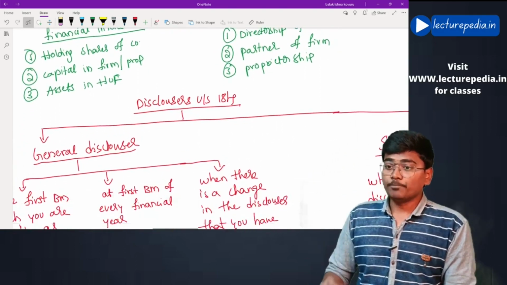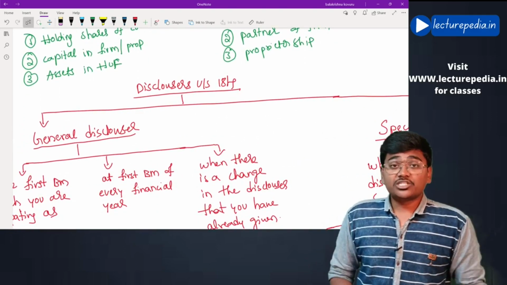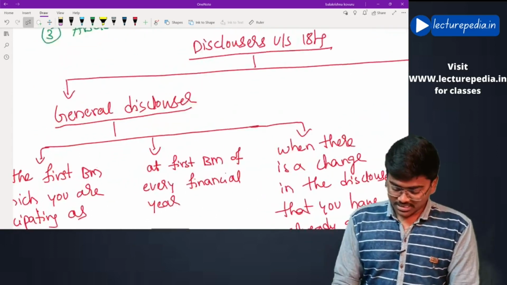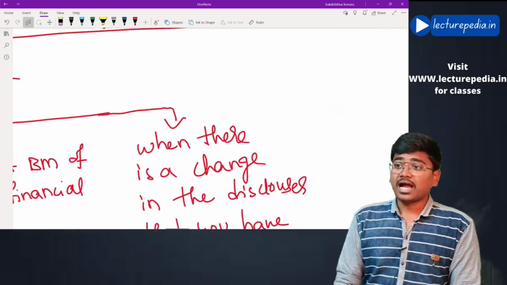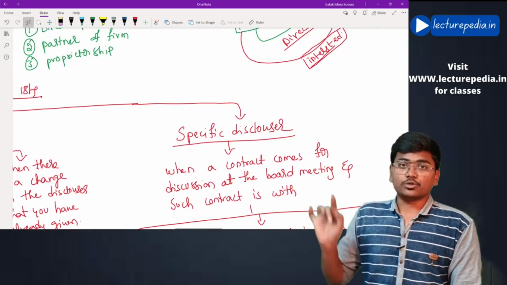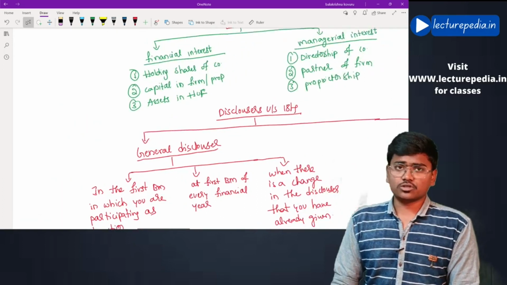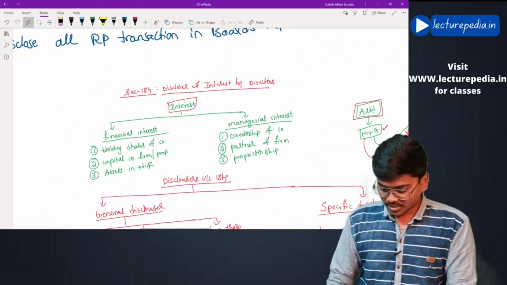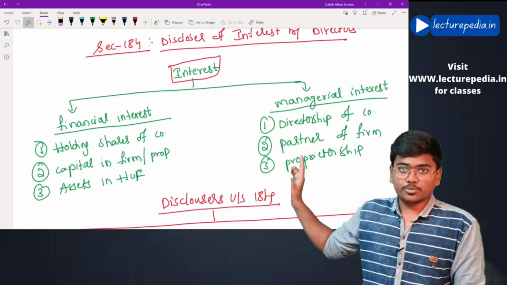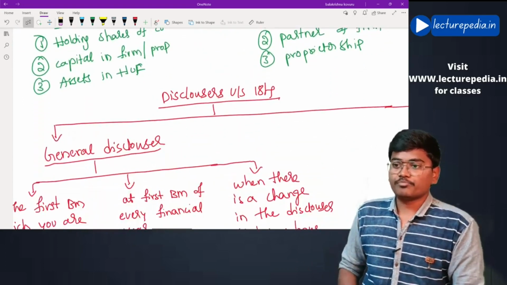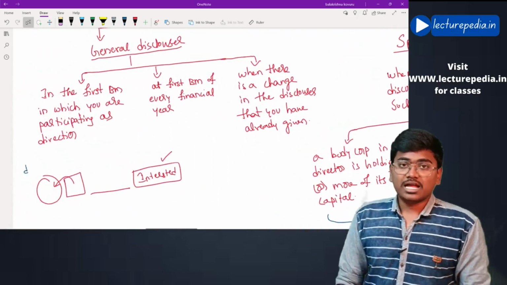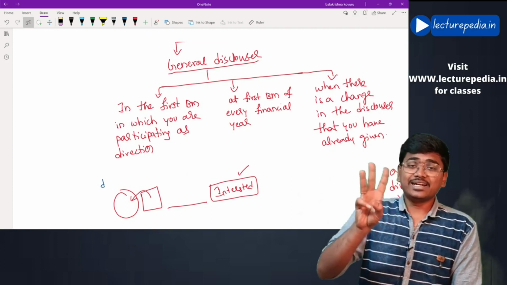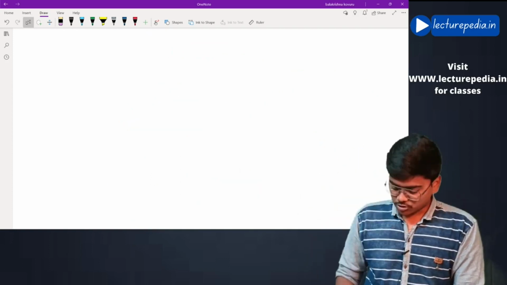Okay. Now, at which times must the disclosures be given? You can divide it into 2 parts. One is general disclosures, another one is specific disclosures. First of all, we'll see general disclosures. See, in both these disclosures, general and specific, interest has to be disclosed. In general disclosure, at which times does the general disclosure have to be given? Basically, there are 3 times at which general disclosures have to be given.